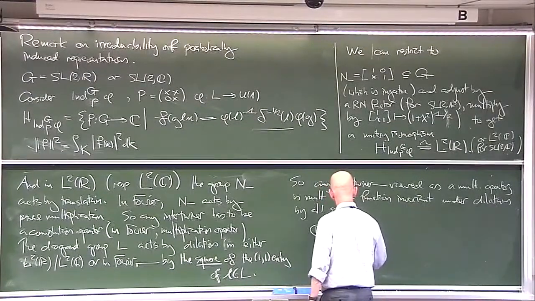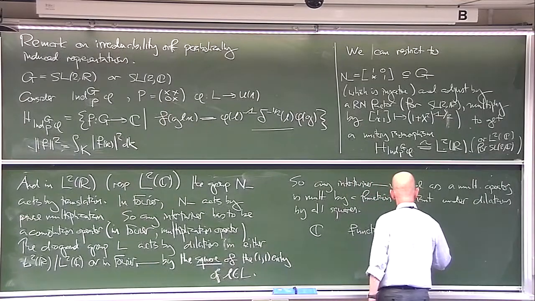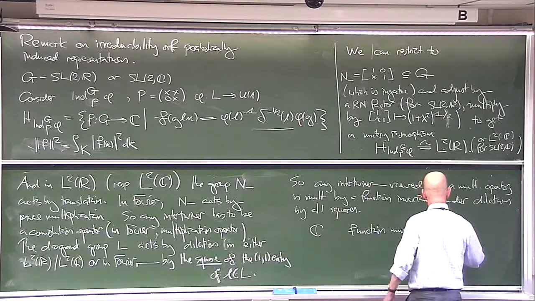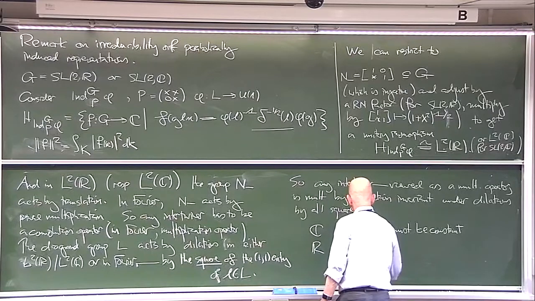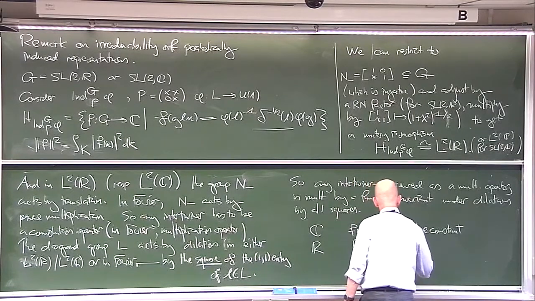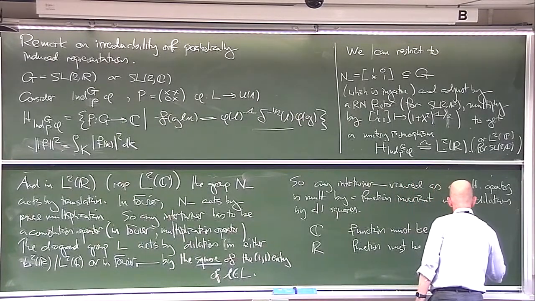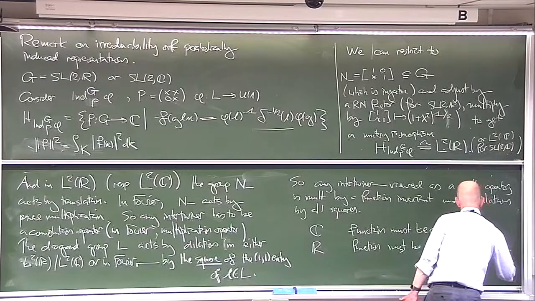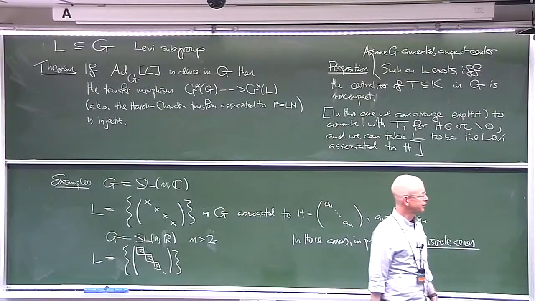Okay. So in the complex case, this function must be constant. The constant functions are the only functions which are invariant under arbitrary dilations by squares. In the real case, the function must be constant on R plus and R minus, but separately. So the space of all intertwiners in the case of SL2R is at most two-dimensional, and in the case of SL2C is at most one-dimensional.